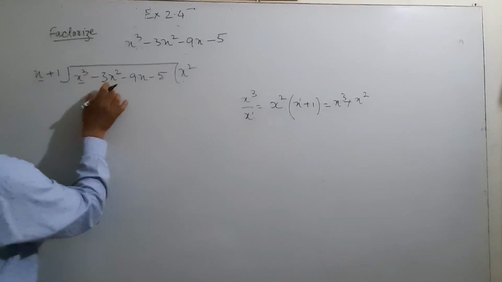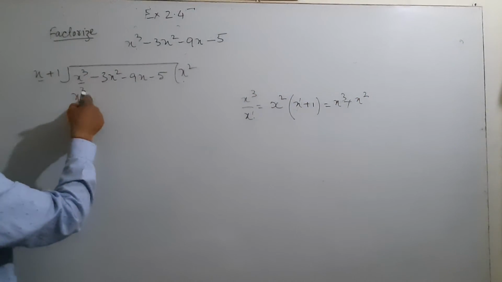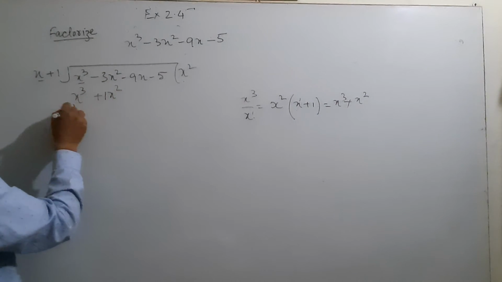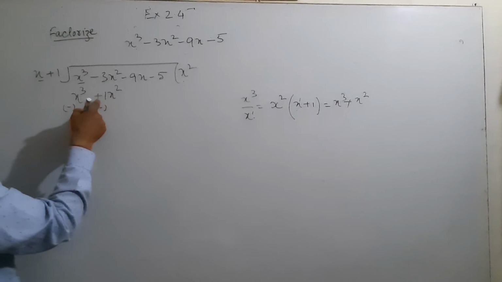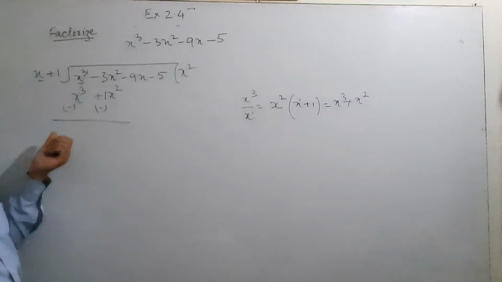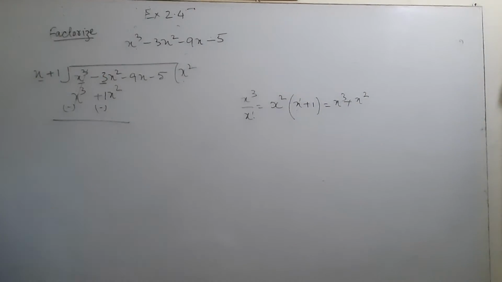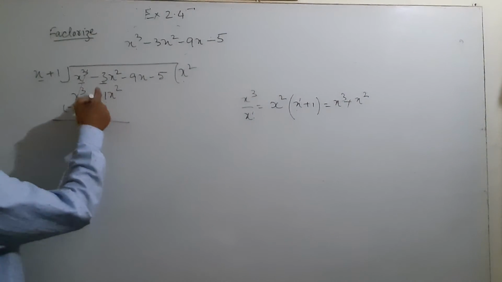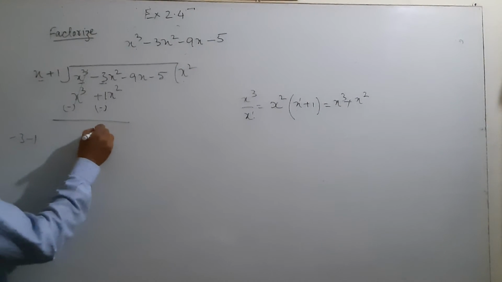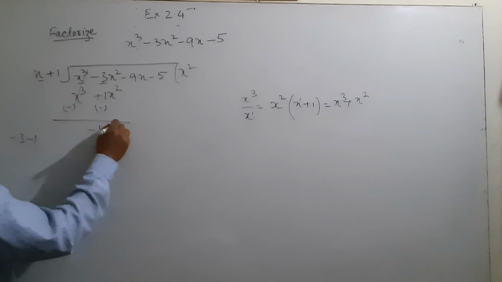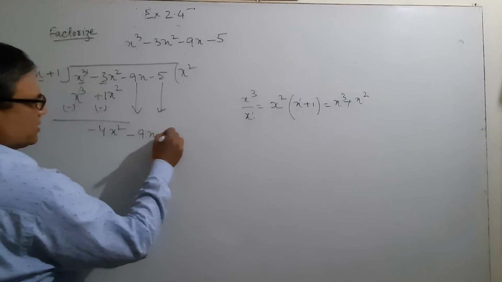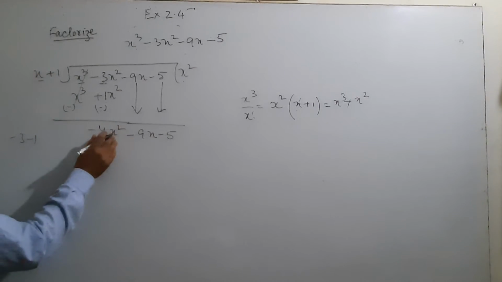We have to write like terms below each other: x cube below x cube, x square below x square. Here we have to change the sign; it will be negative, not positive now, and this will cancel. This minus 3 and this minus 1 give minus 4 x square. Now carry on the rest, minus 9x minus 5, and again the first term. What is the first term?